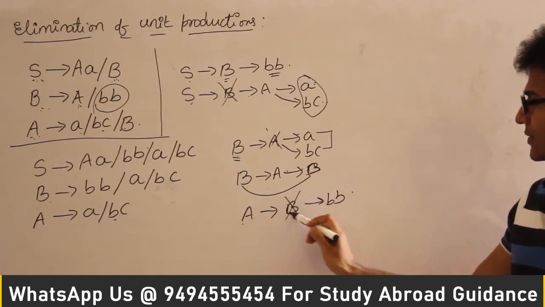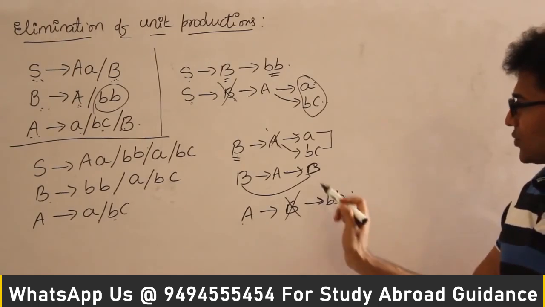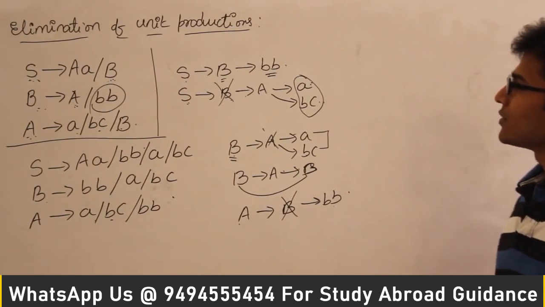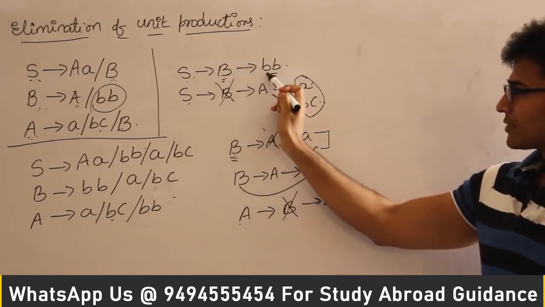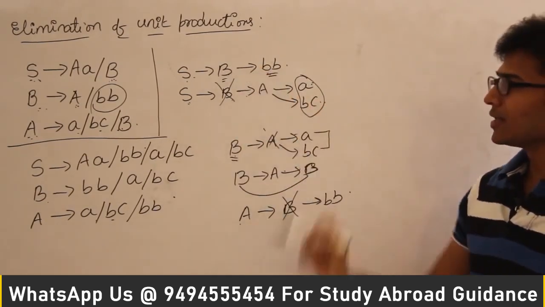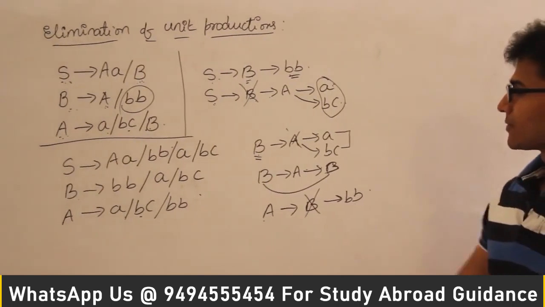Therefore, if you delete this, the chain might get broken. So you should still have the effect. Therefore, you add B here, right? So that is how. Find out all the chains, and whatever is the result, you add them, and then you can delete it. No problem. Okay. Let me show you one more example for this.